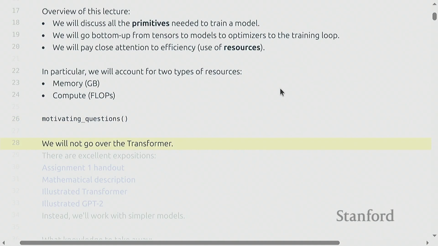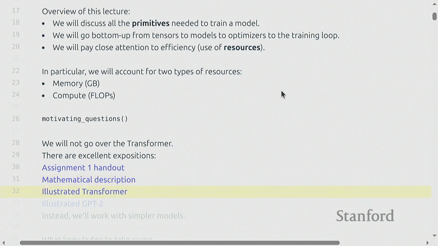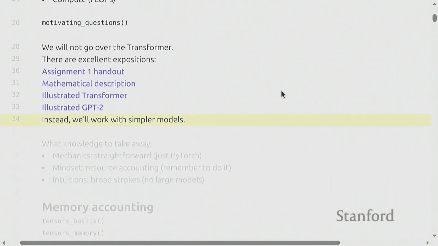We will not actually go over the transformer. Tatsu's going to talk over the conceptual overview of that next time. And there's many ways you can learn about a transformer if you haven't already looked at it. There's assignment 1. If you do assignment 1, you'll definitely know what a transformer is. And the handout actually does a pretty good job of walking through all the different pieces. There's a mathematical description. If you like pictures, there's pictures. There's a lot of stuff you can look at online. But instead, I'm going to work with simpler models and really talk about the primitives and the resource accounting piece.